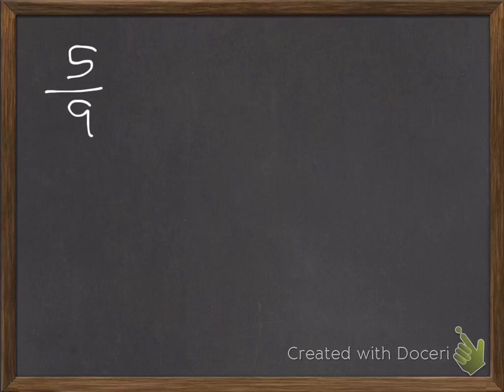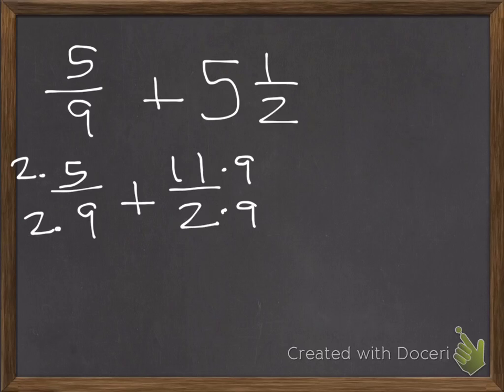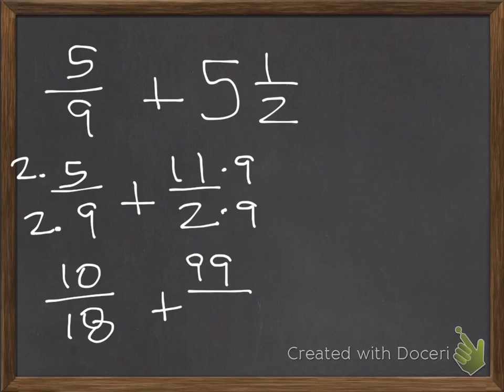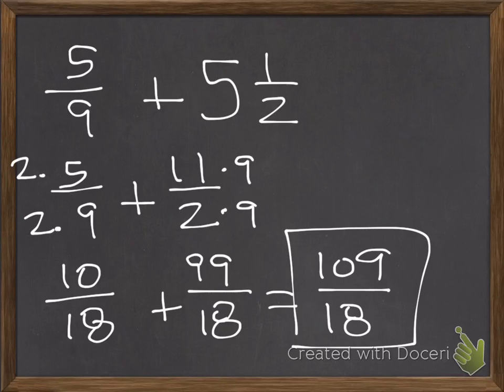Next one, 5/9 plus 5 1/2. We're going to change the 5 1/2 to improper, then get a common denominator. When in doubt, you can always just multiply the numbers by themselves. So 2 times 9 gives us 18 as a common denominator. And whenever I multiply the denominator, I also multiply that same number by the numerator. So I'm adding those two together to give me 109 over 18. And that's as much as I can simplify.